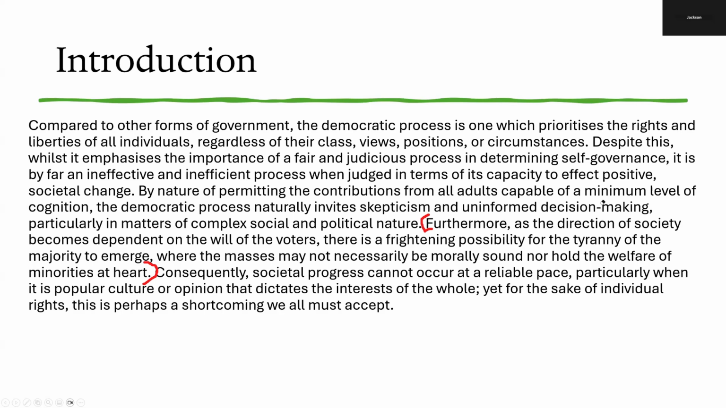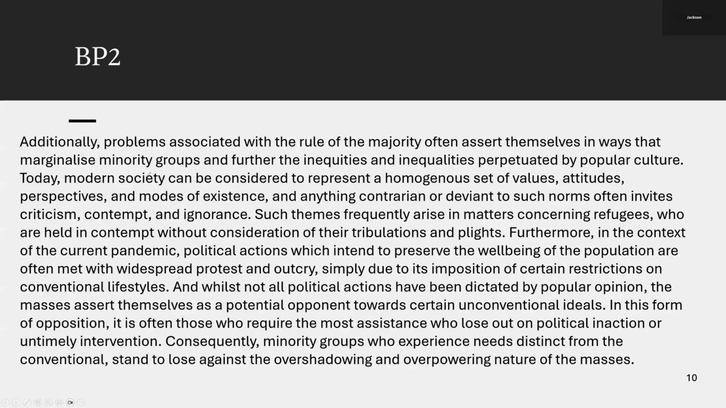And this is, of course, related to marginalizing minority groups and furthering inequalities and inequities. And once again, all throughout the body paragraph, there's no deviation from the signposted idea. Every sentence is to do with explaining how this is a possibility and what the outcomes are related to. And once again, we have the advantage of using multiple examples to demonstrate that our ideas make sense across different contexts and are therefore more broadly applicable and relevant.